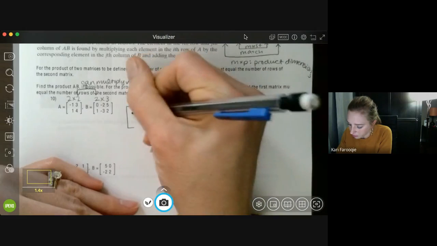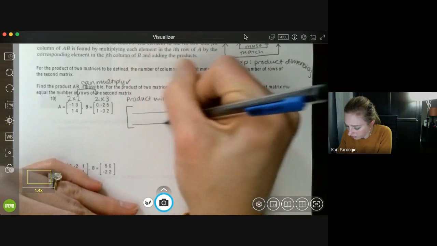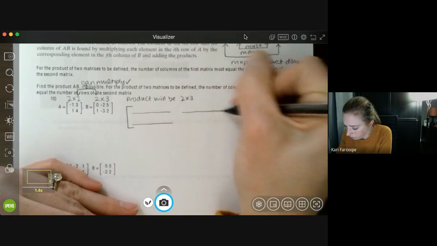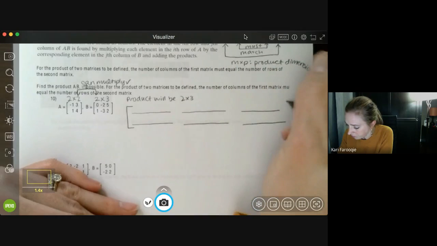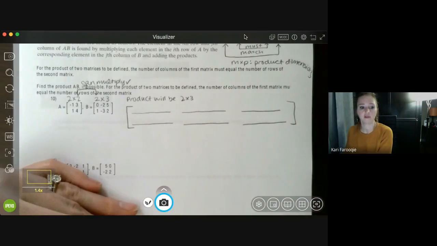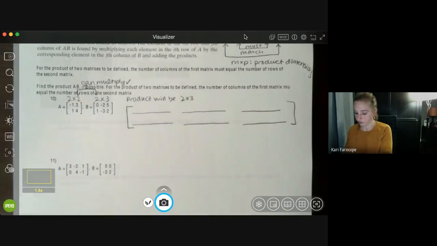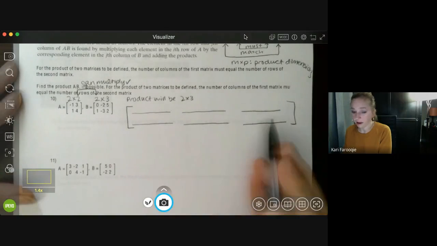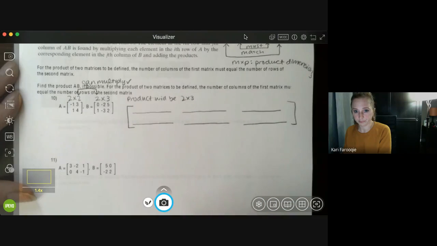Now, you're going to need some extra space because you're going to be writing this times that plus this times that. But 2 rows, 3 columns will look like this. So we're going to go through and fill this out, and then we're going to simplify. Any questions before I do that?